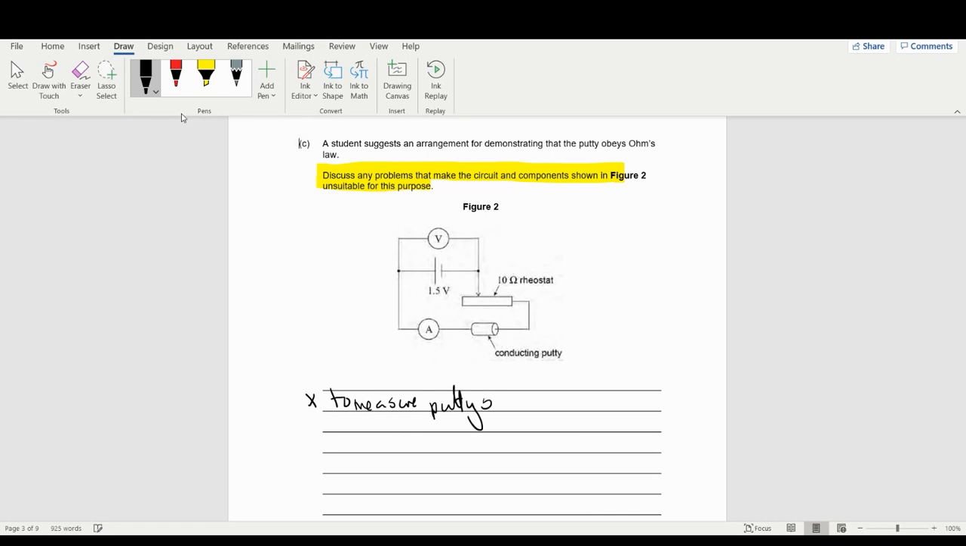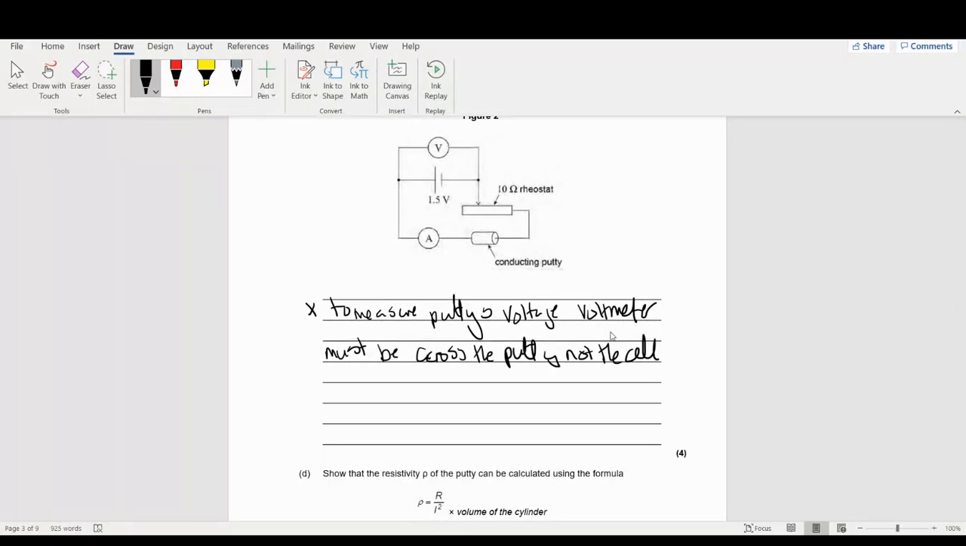putty's voltage, the voltmeter must be across the putty, not the cell. Okay, so that's the first thing, and I did see that done well. A lot of people really noticed that, so well done for that one. That was actually worth 2 marks. So you're actually realising that it must be across the putty and not the cell.